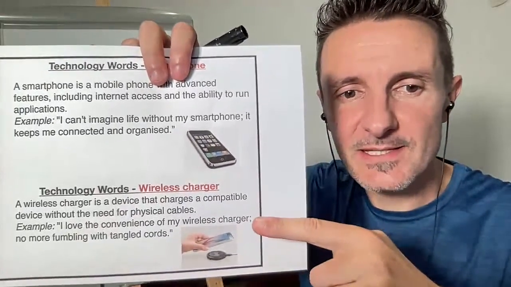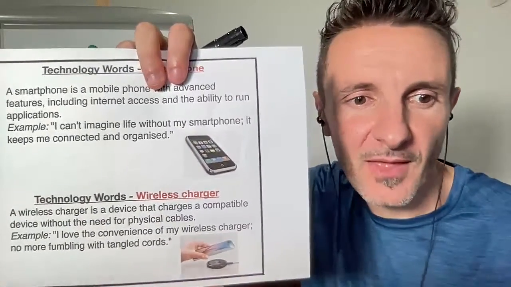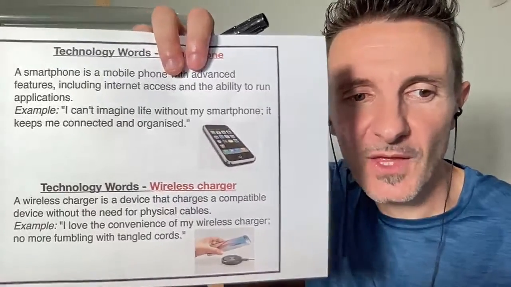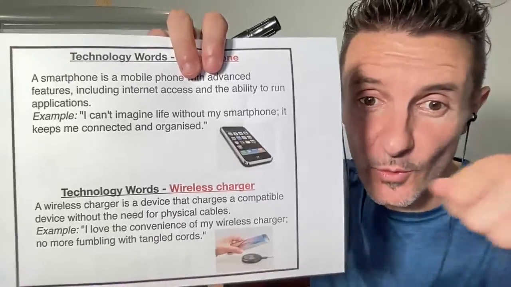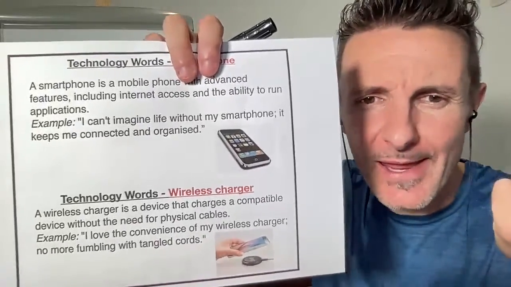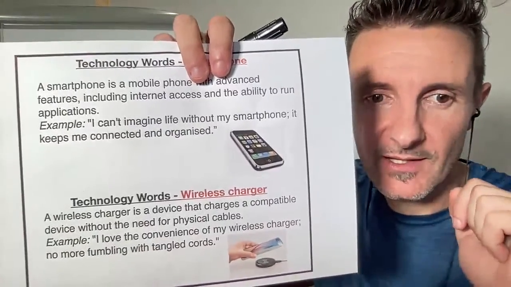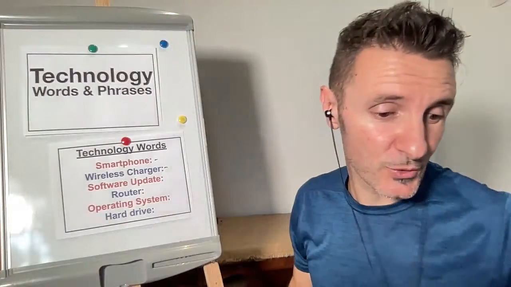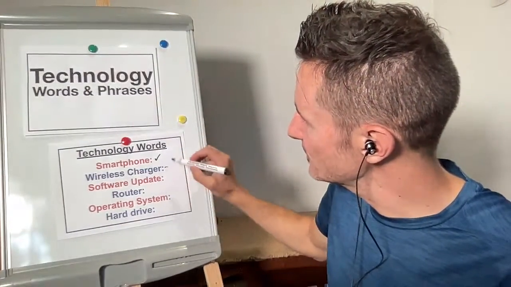Now let's see a sentence, how we can use the words wireless charger. I love the convenience of my wireless charger. No more fumbling with tangled cords. So cords are the wires we use, and they always get in the way. Well, with a wireless charger, you don't have to worry about wires. It's just touch and charge. So those are our first two words for today. I think you understand what they are. Pretty easy. Smartphone and wireless charger.